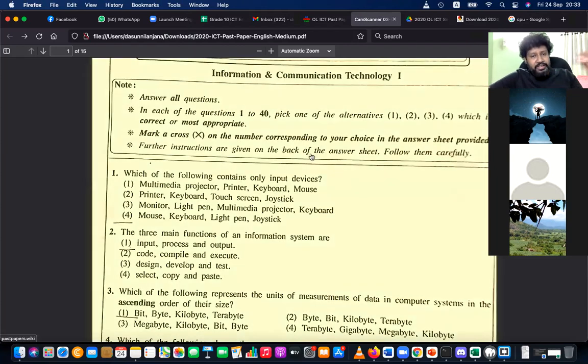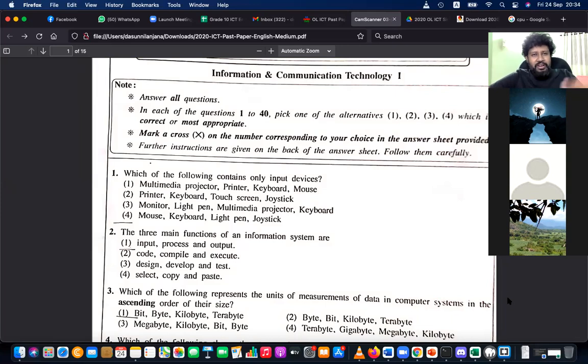But by studying and analyzing the 2020, 2019 and 2018 papers, we are trying to answer the 2021 paper. That is the plan, and that is the aim. So initially in this discussion, we will be discussing some more theories.